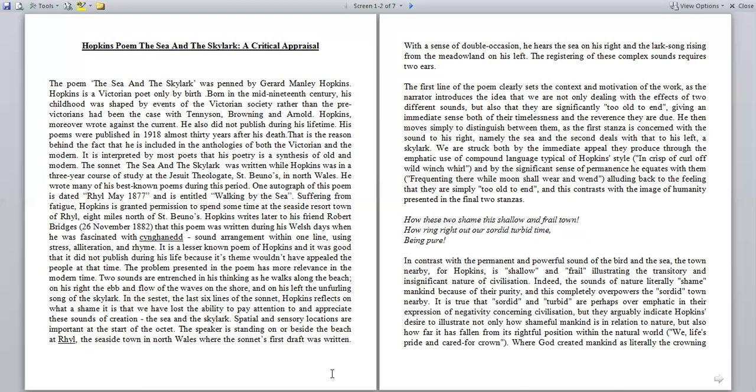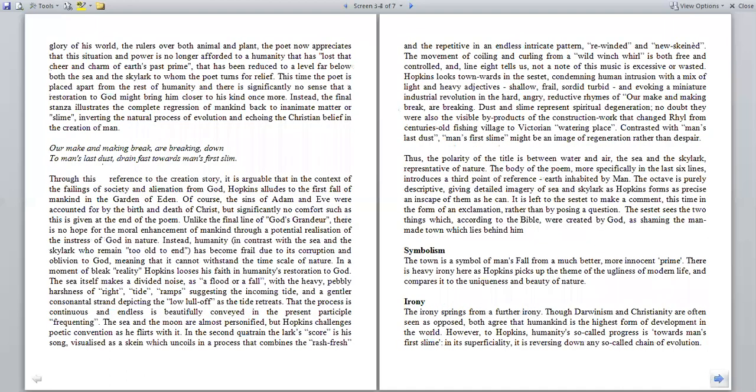We, life's pride and care for crown. Where God created mankind as literally the crowning glory of his world, the rulers over both animal and plant, the poet now appreciates that this situation and power is no longer afforded to a humanity that has lost that cheer and charm of earth's past prime, that has been reduced to a level far below both the sea and the skylark, to whom the poet turns for relief.